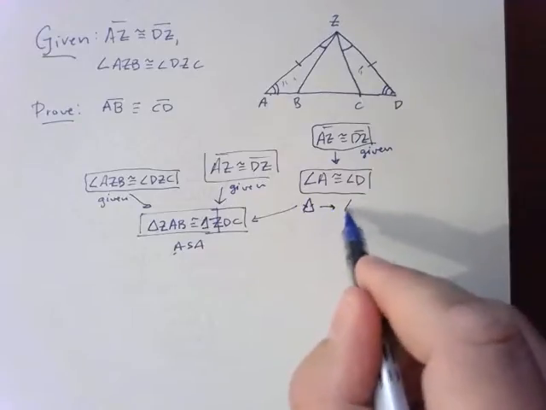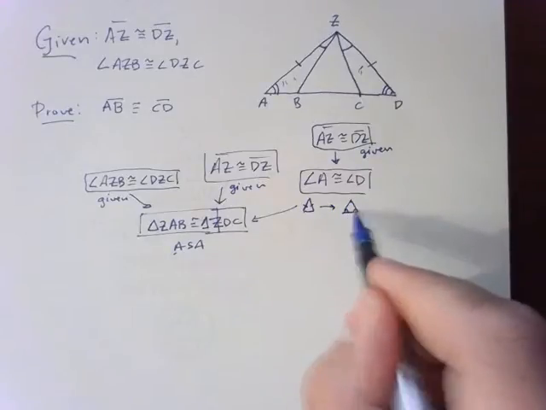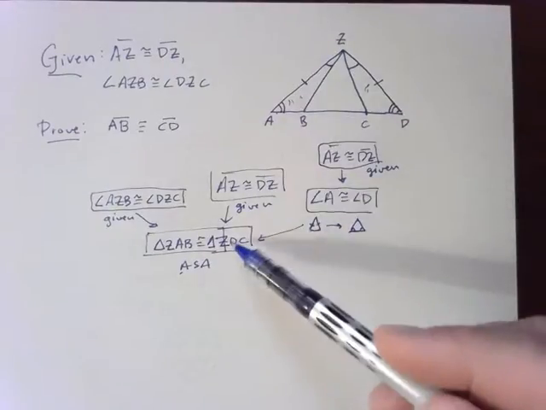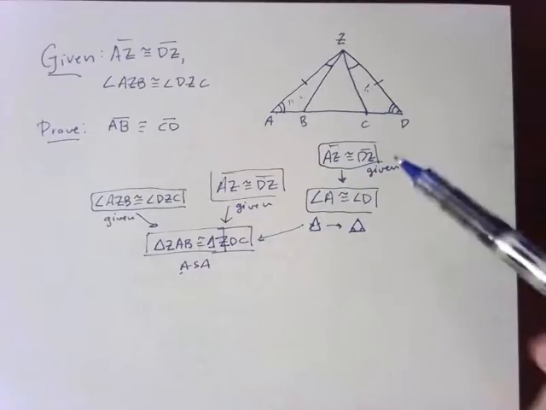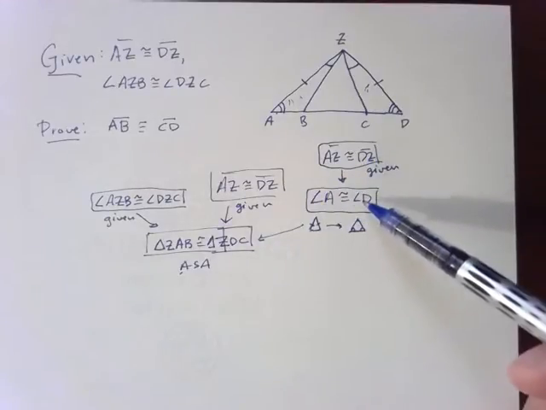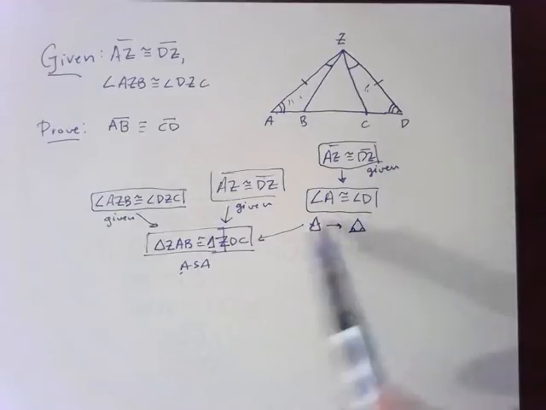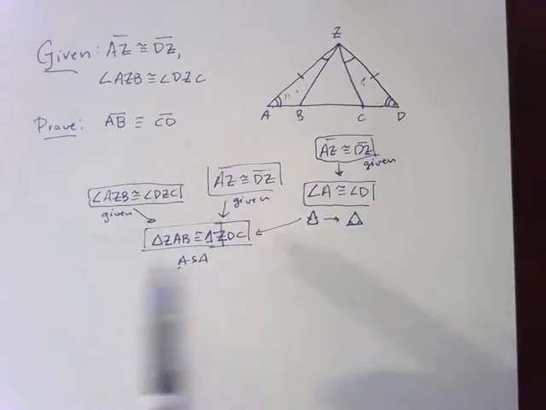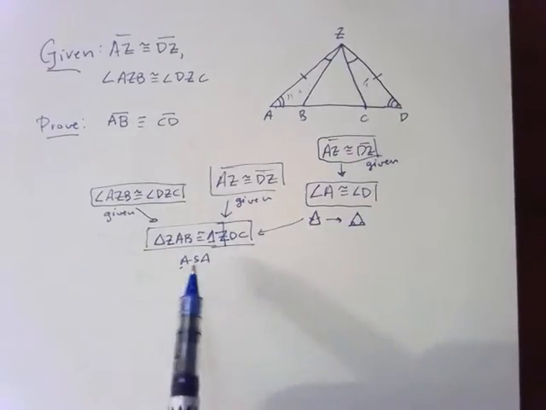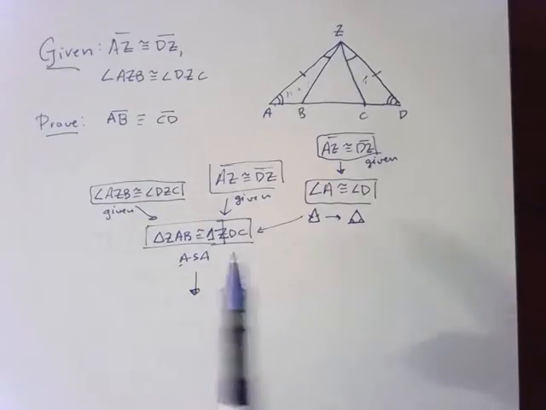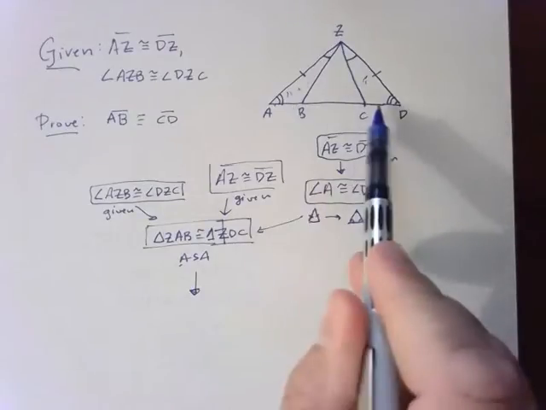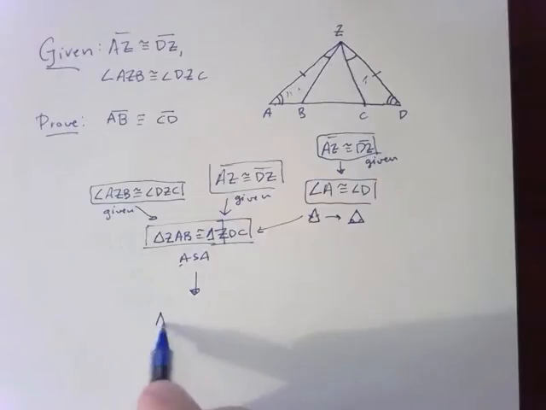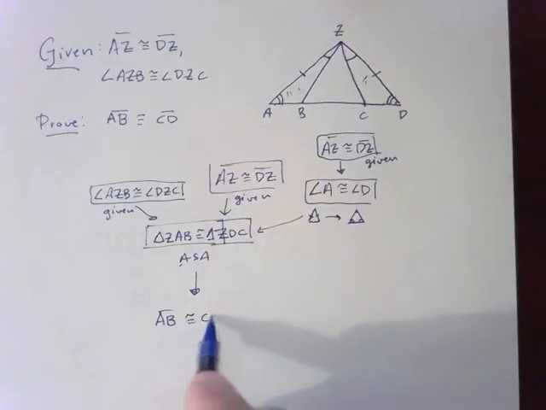It's perfectly acceptable that I might use a fact in two different ways in a proof. I use AZ congruent to DZ directly to prove the triangles congruent in the ASA pattern. I also used it to deduce that angle A and angle D are the same using the base angles theorem, and that gave me a pair of angles. And here I've assembled my angle-side-angle congruences. So that tells me these triangles are congruent. And then because the triangles are congruent, I may deduce that AB and CD are the same because AB and CD are corresponding sides of my congruent triangles.